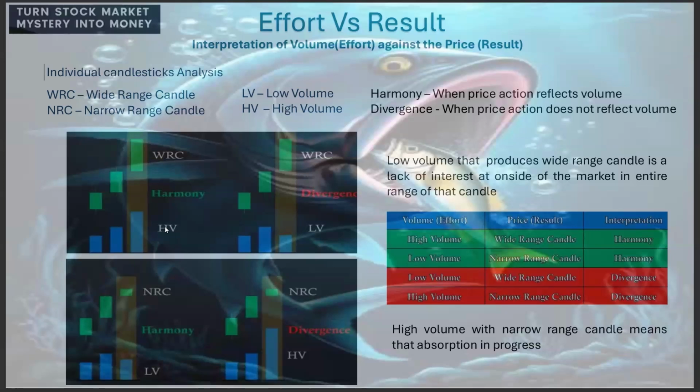When a high volume comes, similarly, I have the result also happening. The price also moves in a wider range candle. That is a harmony. What is the just opposite of this can happen? Because when the low volume comes, your volume reflects the price result also. So here the low volume means low effort, and the price moved also very less. This is a narrow range candle.